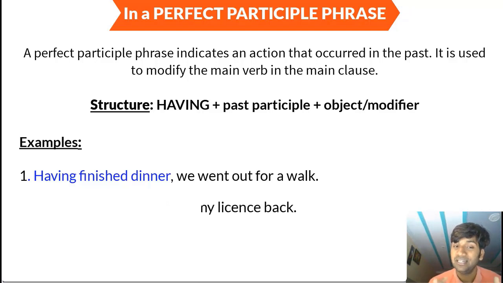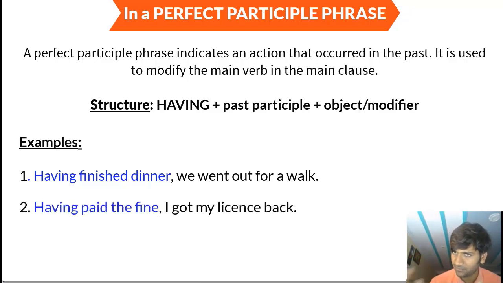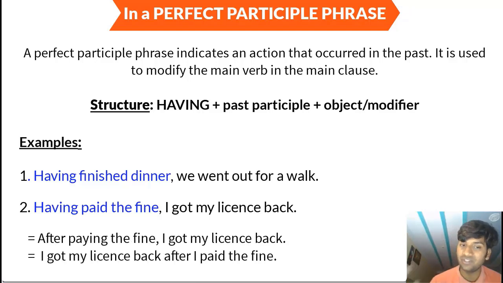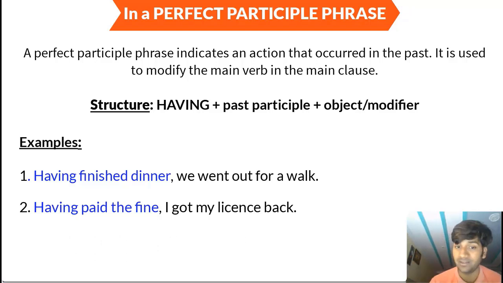Another example, having paid the fine, after doing this, I did something else. Having paid the fine, because I had paid the fine, I got my license back. Having paid the fine, since this was done, something happened. What is that? I got my license back. So after paying the fine, I got my license back, or since I had paid my fine, I got the license back, or I got my license back because I paid the fine, right?